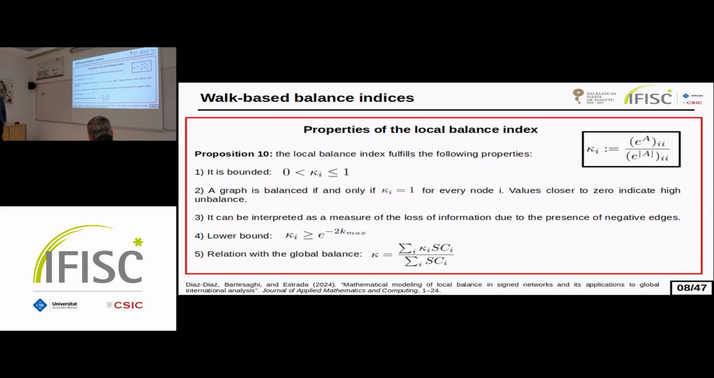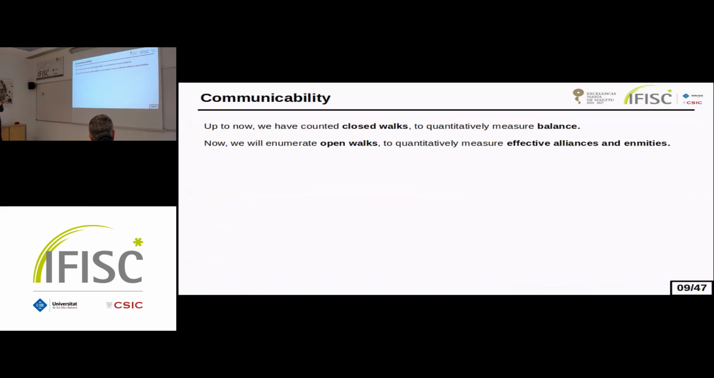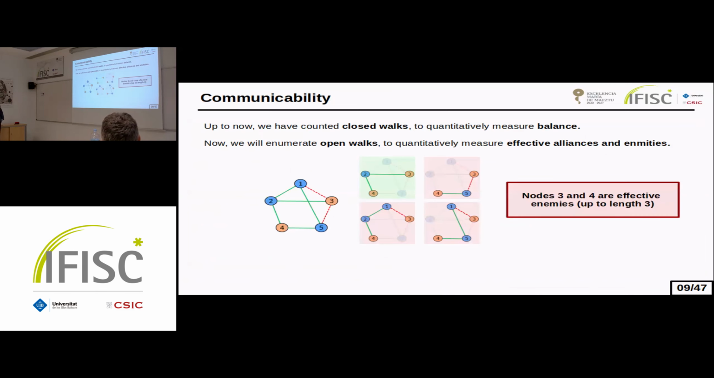So up to now, we have used closed walks to quantify balance. Now, what we can do is to use open walks, and this would quantify effective alliances or enmities. Again, let's look at the same example. And now we want to know whether nodes 3 and 4 are effective allies or effective enemies. If we look at the paths between the two nodes, we find that there is 1 positive one and 3 negative ones, so they are effective enemies, at least up to length 3.